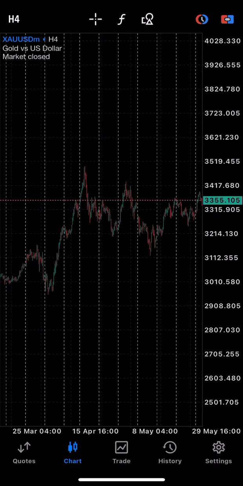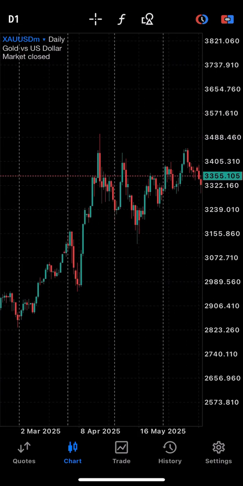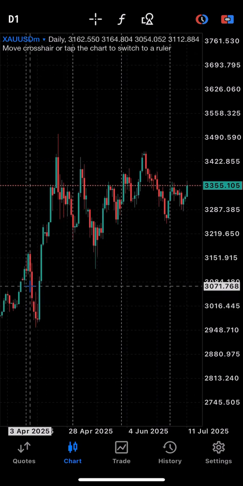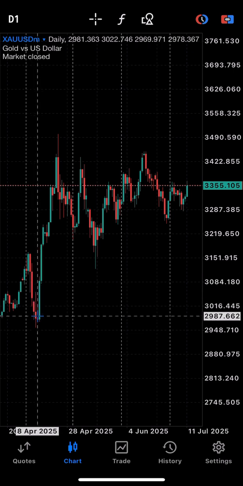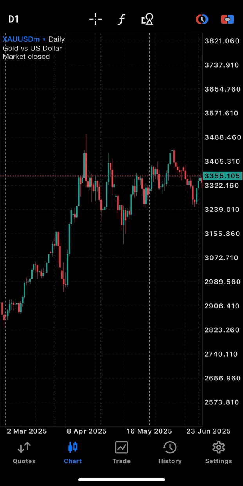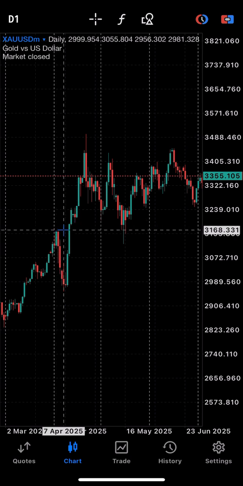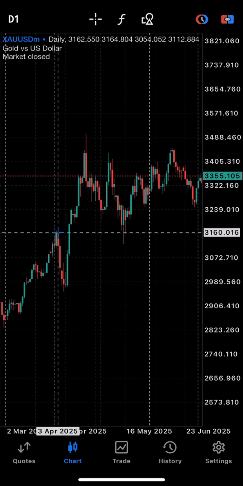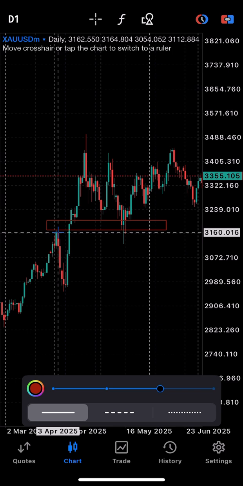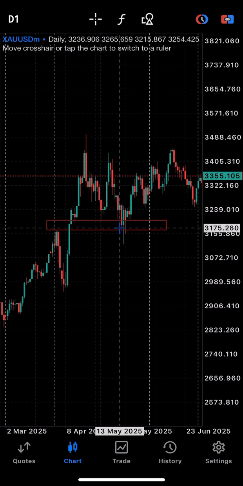Looking at gold, let's go to the 1 day time frame to see it clearly. Looking at gold from the daily time frame, we can see that gold has been on a strong uptrend. The market has been very bullish. It went up from here and created a resistance around here, and then it came back to the zone here again.